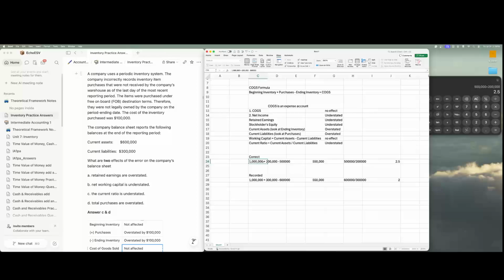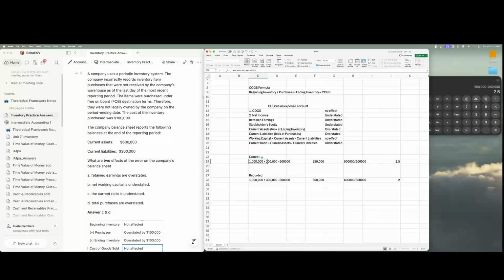So because the ending inventory was not fixed, the purchases as well as the ending inventory would be overstated by the 100,000 each. So unless the ending inventory was fixed, the cost of goods will have no effect. There won't be an effect to the cost of goods because the ending inventory as well as the purchases balance each other out. Those are actually both incorrect, but because of that, the cost of goods actually is correct regardless. But that doesn't mean that the balance sheet is correct. The balance sheet is still incorrect.